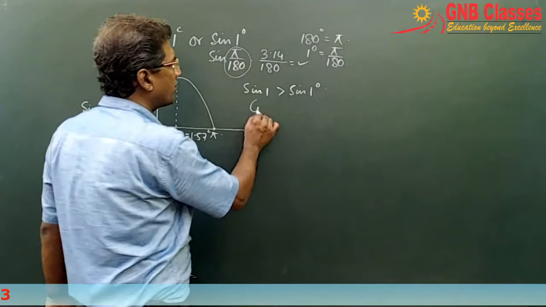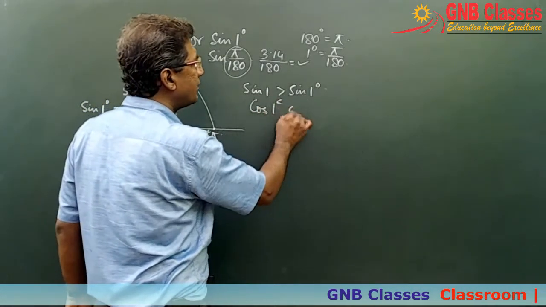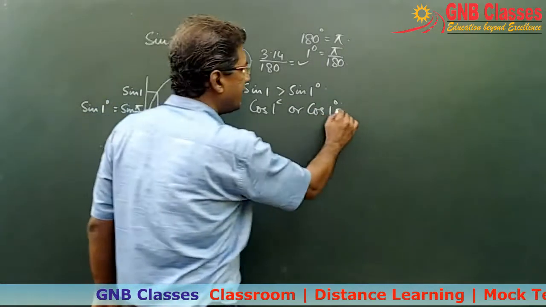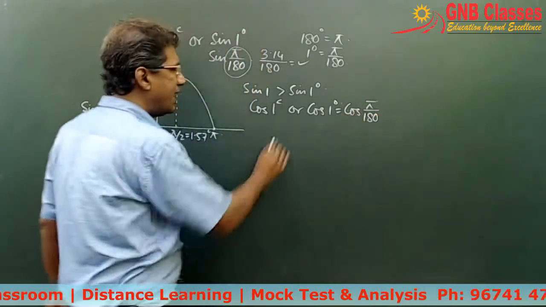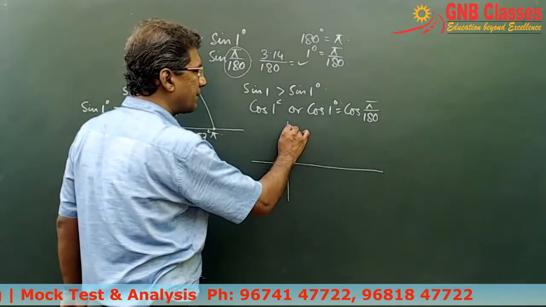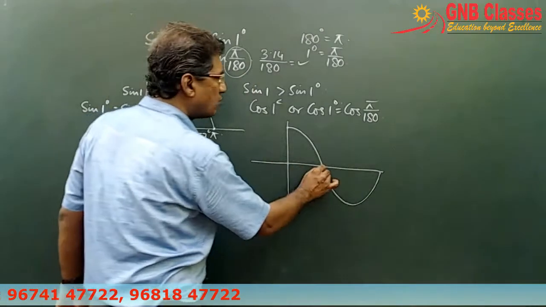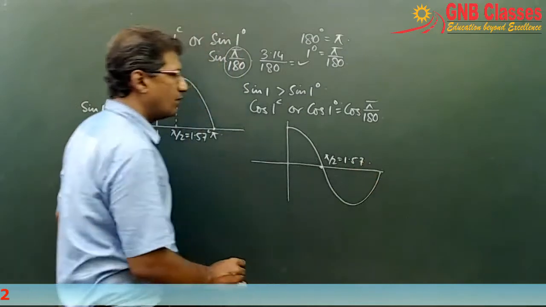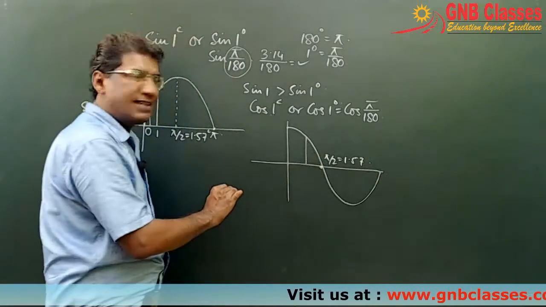Now if I ask you, which one is greater, cos 1 radian or cos 1 degree? Let us check. Cos 1 degree means cos pi by 180 radian. Now if I draw the graph of cos x, how will it look? This is your pi by 2, which is nothing but 1.57 radian. So 1 radian is somewhere here.